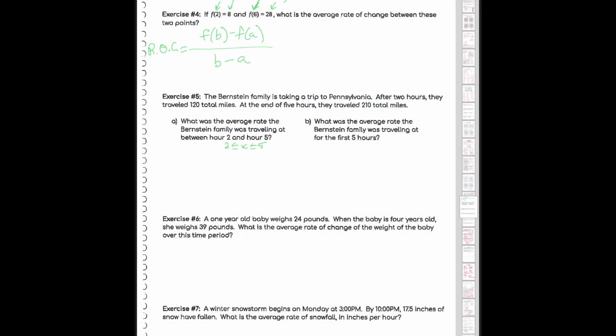So for exercise 4, we're given f of 2 equals 8. So 2 would be our a value, and f of a equals 8. Same goes for b. 6 is our b value. f of 6 is 28. Now, what is the average rate of change between these 2 points? So our f of b is 28. f of a is 8. b minus a would be 6 minus 2. So here we have 20 over 4. That means our rate of change would be 5.